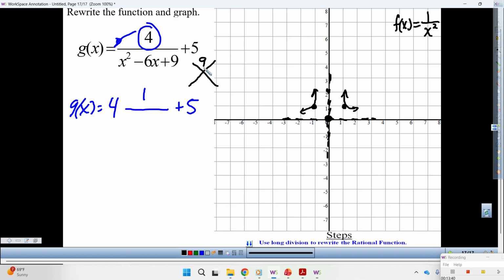We got 9 on top, negative 6 on the bottom. What two numbers multiply to give me positive 9 that when you combine them give us negative 6? Negative 3 and negative 3. That is correct. Negative 3 and negative 3, or in other words, x minus 3 squared.